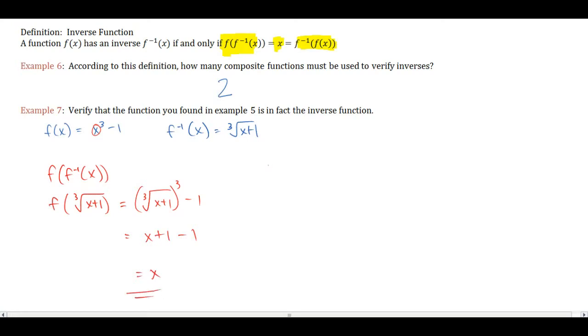Well, we got to do it the other way too. We got to do f inverse of f of x. But it should get us just down to x. So f inverse of x cubed minus 1. So we're going to go over to f inverse. We're going to take that x out, and we're going to put in x cubed minus 1. And then right behind it will be a plus 1. Well, good news. Look what happens. The 1's cancel. And now cube root of a cube, you're left with x. And you have just verified that our inverse was correct.